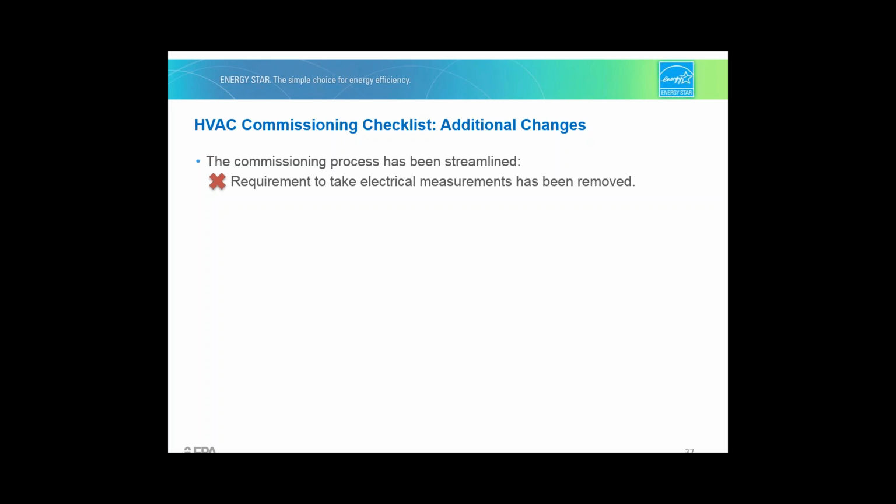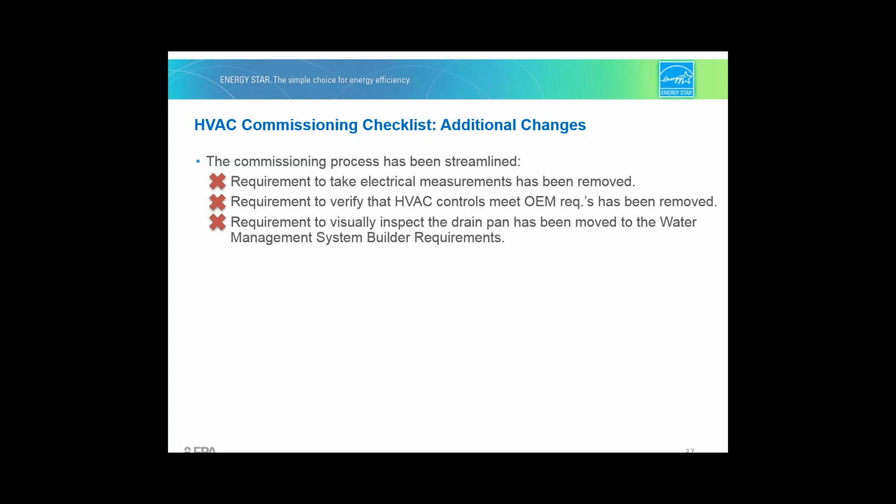And like the design side, we've simplified the commissioning process in a number of ways. So first, the requirement to take electrical measurements has been removed. The requirement to verify that HVAC controls meet OEM requirements has also been removed. These are important steps, but they aren't mandatory requirements any longer for ENERGY STAR certification. The requirement to visually inspect the HVAC drain pan has been moved to the water management system builder requirements.